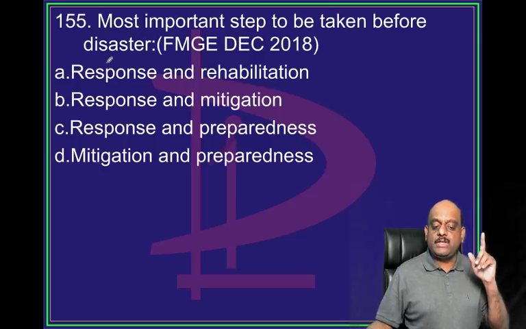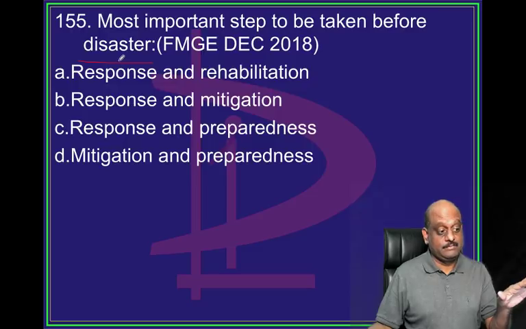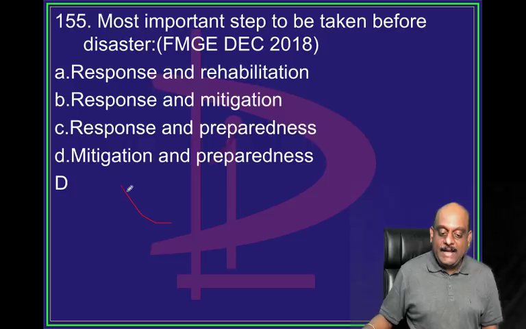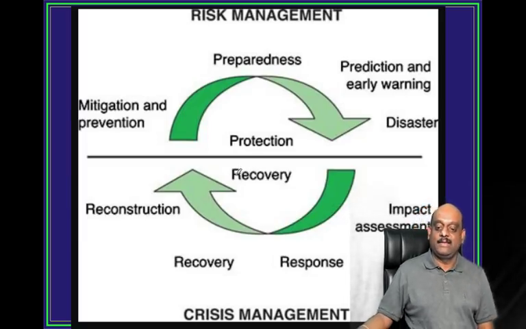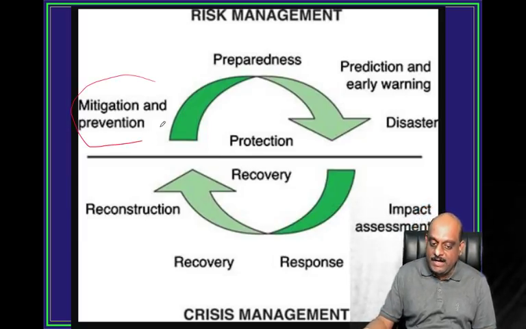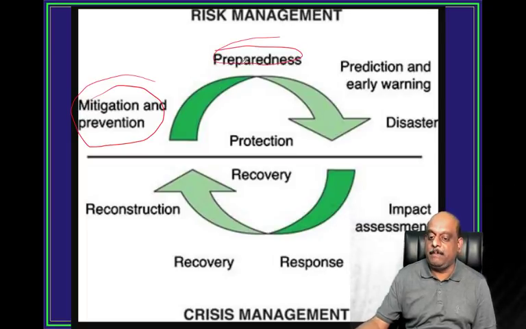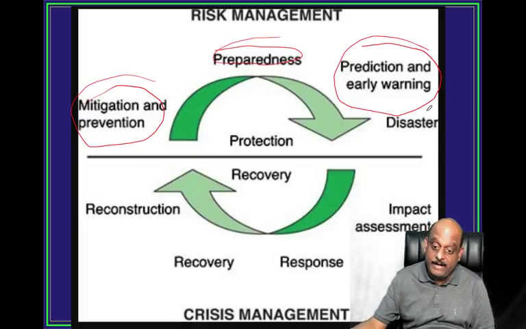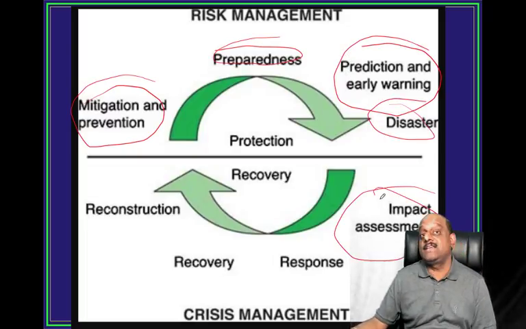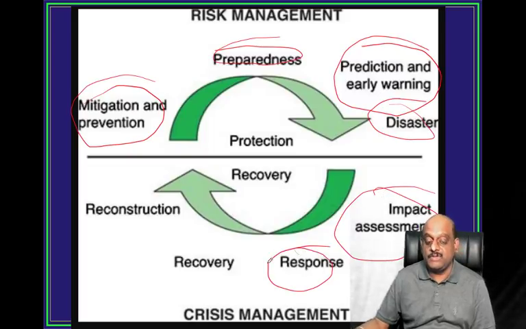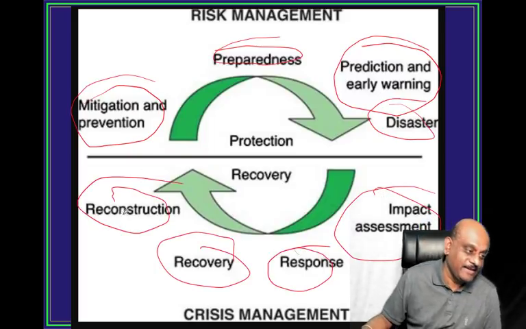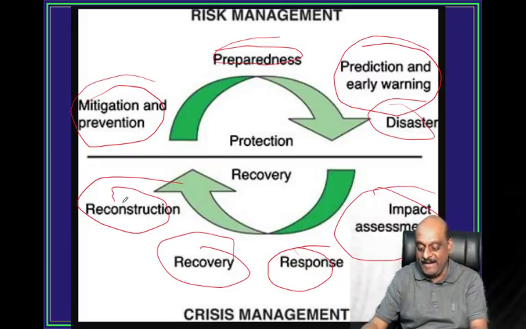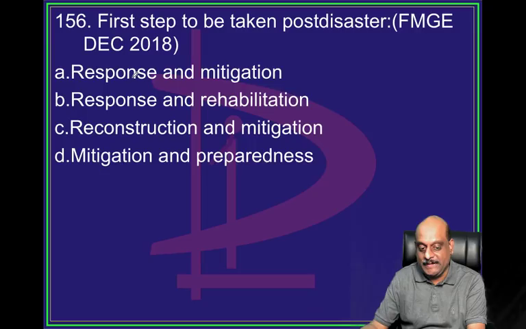What is the most important step before disaster? Before disaster, not before NEET PG, before disaster. Mitigation, preparedness. Mitigation and prevention, that is preparedness. Then prediction and early warning, फिर भी disaster हुआ. Then impact assessment. Then response, recovery, reconstruction. जिंदगी में all disasters are like this only, right? That's the reason prevention is most important.